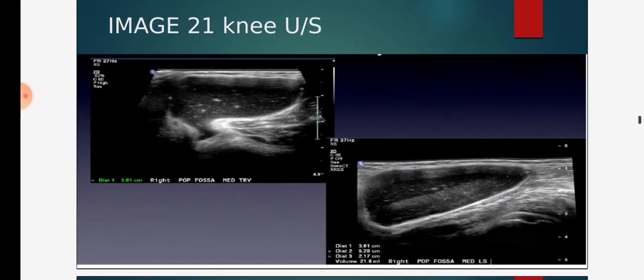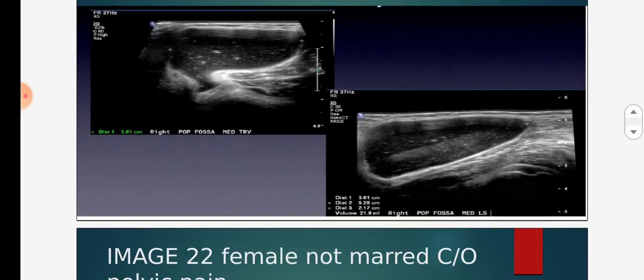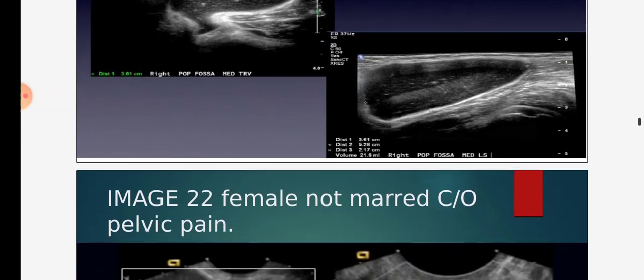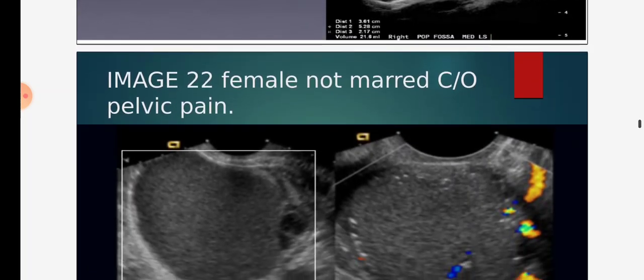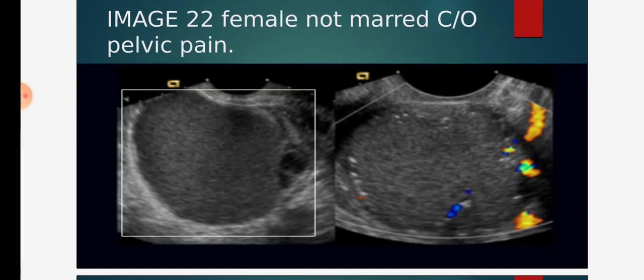Image number 21, knee. It's commonly a mass inside the posterior knee caused by the popliteal, the Baker cyst. A non-married female complains of pelvic pain and an enlarged mass, homogeneous, with peripheral Doppler: an endometrioma or chocolate cyst.